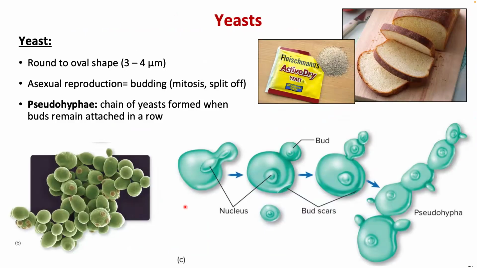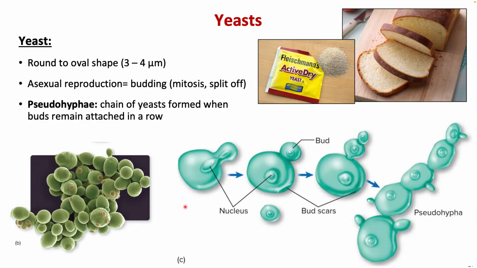So now let's talk about yeast. Yeast are round to oval in shape. They are about 3 to 4 micrometers in size. They reproduce asexually. Basically, they duplicate into themselves, like cell mitosis.